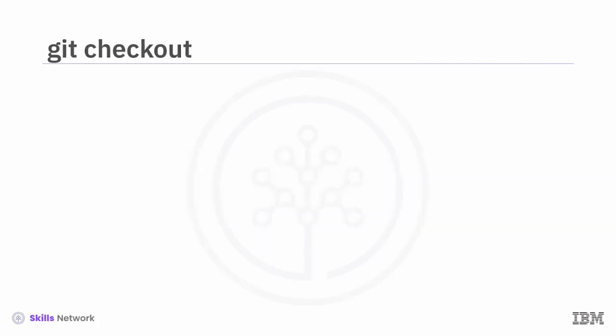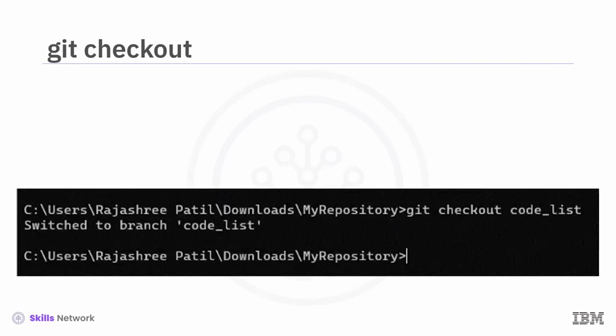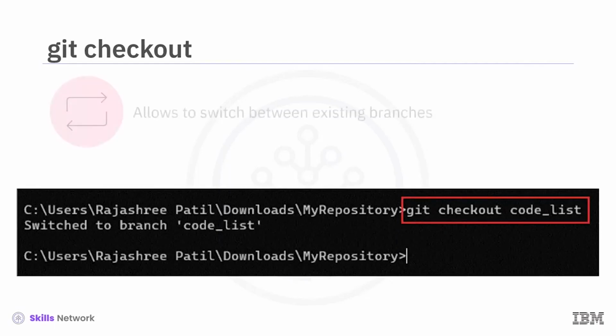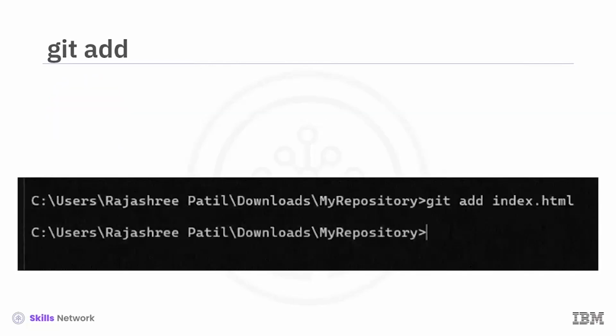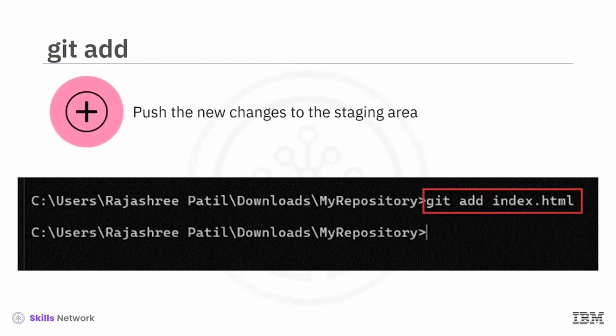To switch to the newly created branch to start the development, use the git checkout command. The git checkout command lets you switch between the existing branches. You can now make the changes to the index.html file in the code_list branch. Once done, run the git add command to add the newly made changes in your file to the staging area.